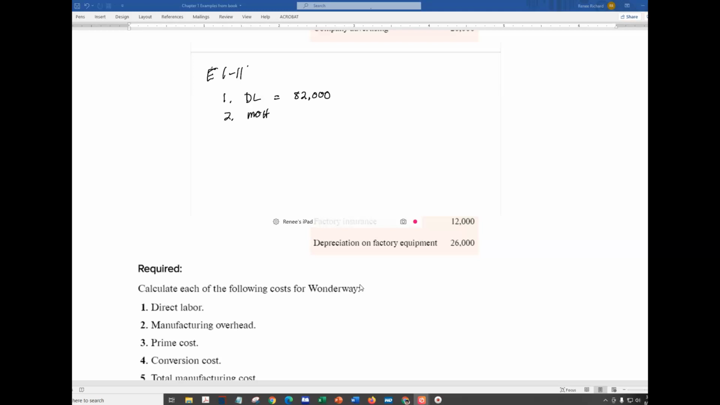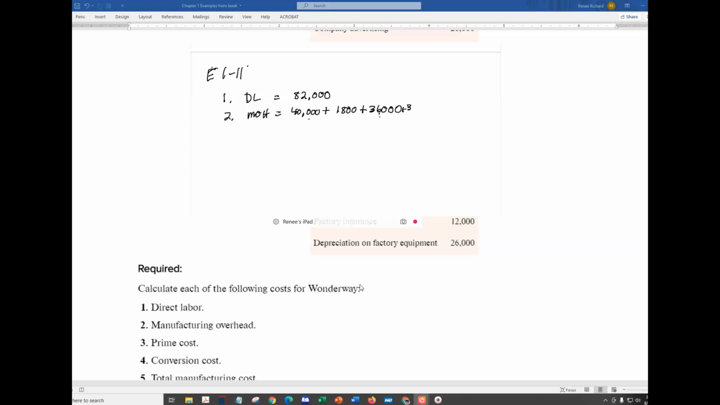Manufacturing overhead, 40,000 plus 1,800 plus 36,000. Utilities, let me just make sure. 40,000 manufacturing overhead, that's the factory rent. 1,800 is indirect production labor. 36,000 is utilities for the factory.